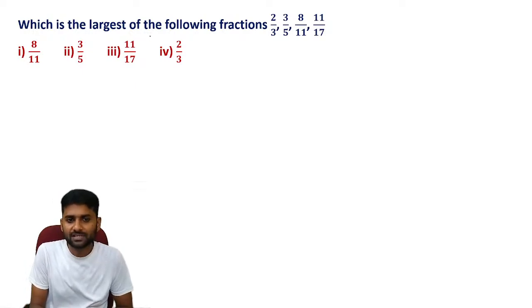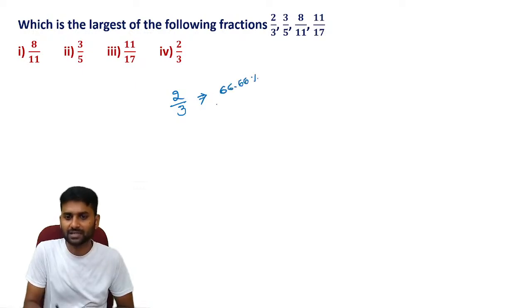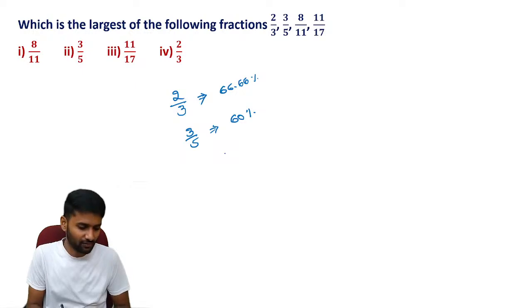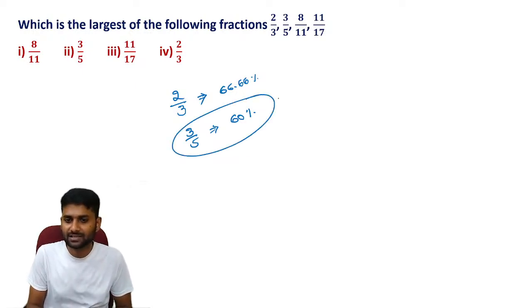Now see, which is the largest of the following fractions: 2 by 3, 3 by 5, 8 by 11, 11 by 17? If you are interested, you can convert them. 2 by 3 is about 66.66%. We are converting into percentage. 3 by 5 is exactly equal to 60 percent. So 5 becomes 100 is 20, 20 into 3 is 60. Definitely this is not the largest if you compare with these two fractions.